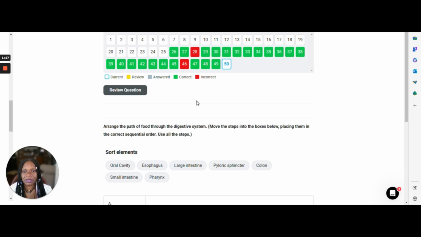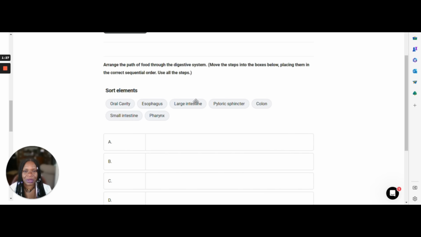And last but not least, question number 50, you guys. It's a tricky one, so be prepared for these. Remember what I said about learning your anatomy and physiology as far as the gastrointestinal tract is concerned? Here's why. Question number 50 is arrange the path of food through the digestive system. Move the steps into the boxes below, placing them in the correct sequential order. Use all of the steps.